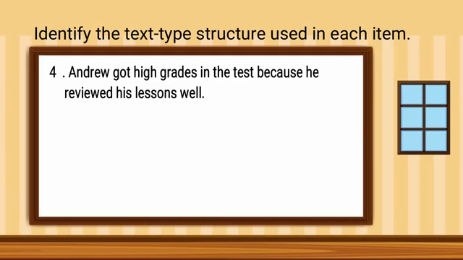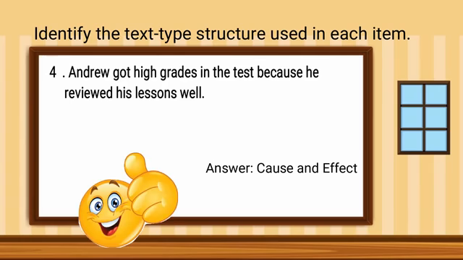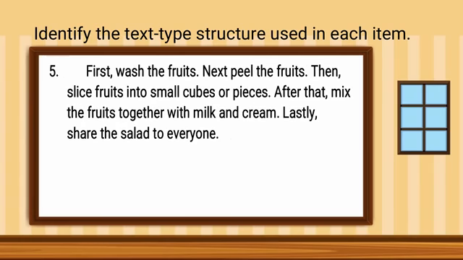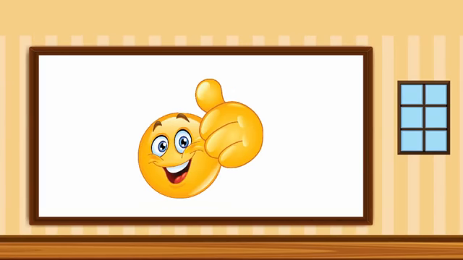Here is number 4. And the correct answer is cause and effect. Good job, kids! And now for number 5. The correct answer is sequence. Good job, kids!